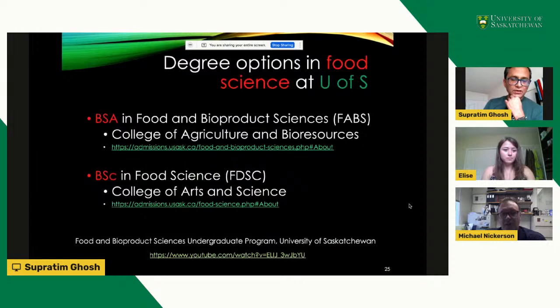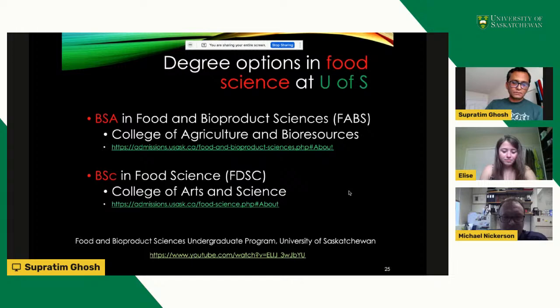So our department offers two main programs or streams. One is the BSA, the Bachelor of Science in Agriculture, in Food and Bioproduct Sciences. And then we have a Bachelor of Science in Food Science through the College of Arts and Science. The programs are very similar, with slight differences. In the BSA, we get a little bit more agriculture and broad strokes in terms of the agri-food industry, whereas in the BSc in Food Science, we get a little bit more of the hardcore sciences like physics and chemistry.